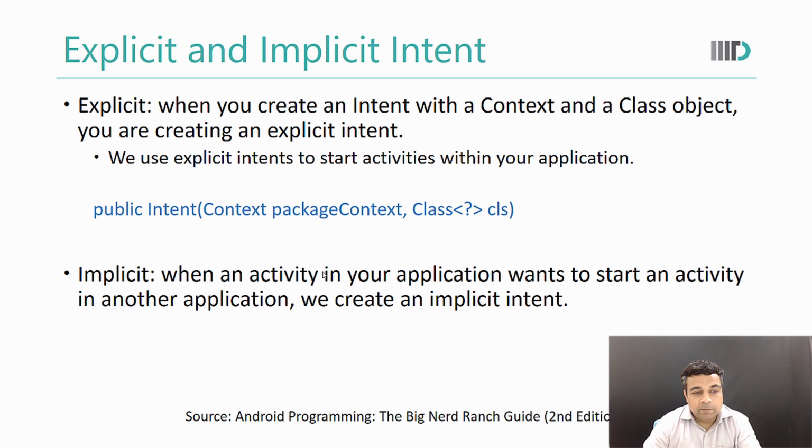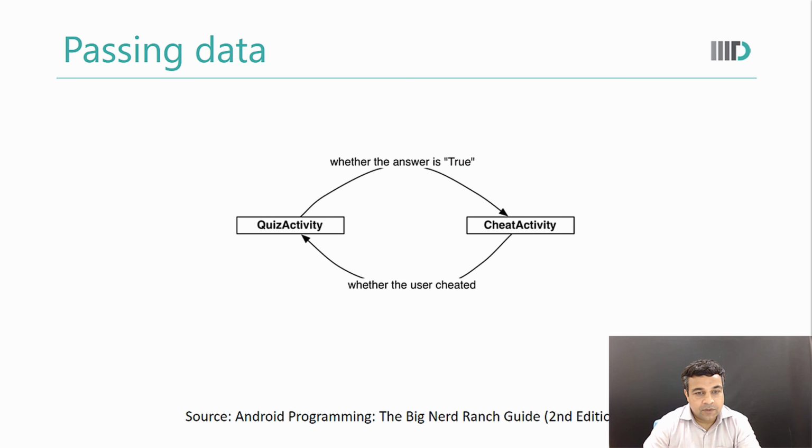There are also implicit intents which are used when an activity in your application wants to start an activity in another application. So far we have not covered this part. So we will leave the discussion for our future lectures. Whatever we have been using was explicit intent. So this is what normally happens when you pass data between two intents.